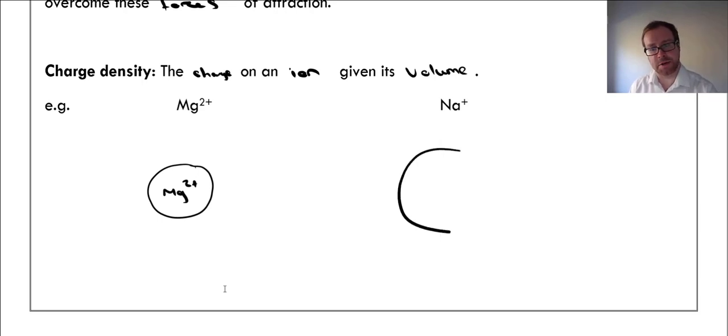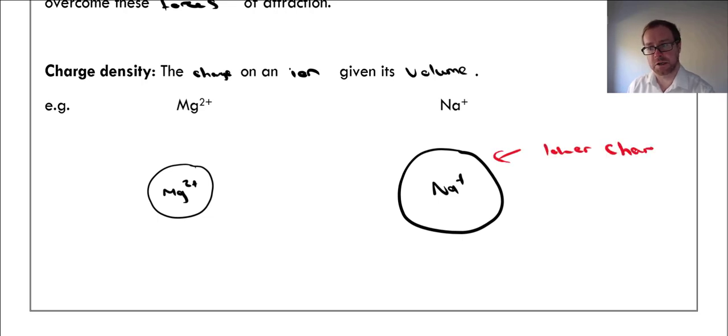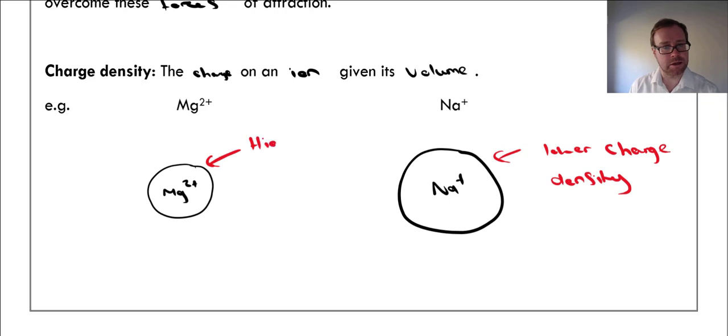Sodium, the cation, is bigger. I'm exaggerating here. And it has a smaller charge. So we have a smaller charge and a bigger volume. That means that sodium has a lower charge density. Less charge in a bigger volume. Which means that magnesium has a higher charge density because it has more charge, 2+, in a smaller volume. Okay, I hope that clears that up.